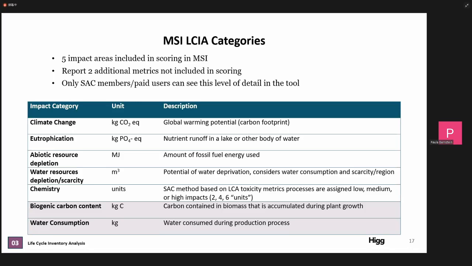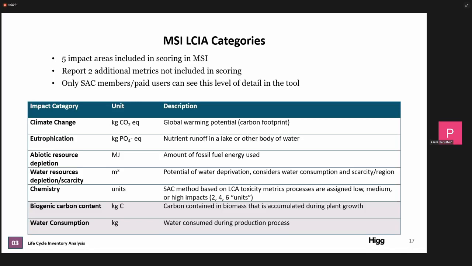Water scarcity is a measure of how much water is used, but also considers the region of the water that's used. So water used in an area where water is abundant is not equal to water used in a water scarce region. So we take that into account.